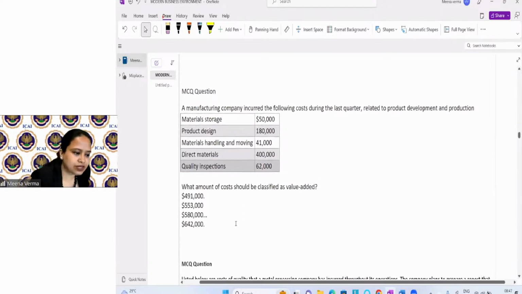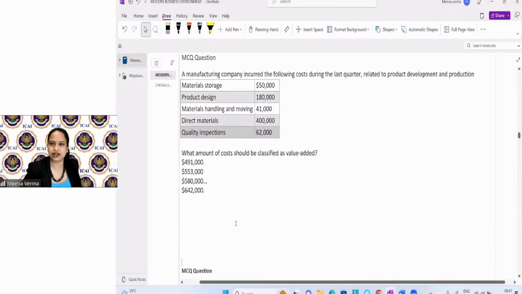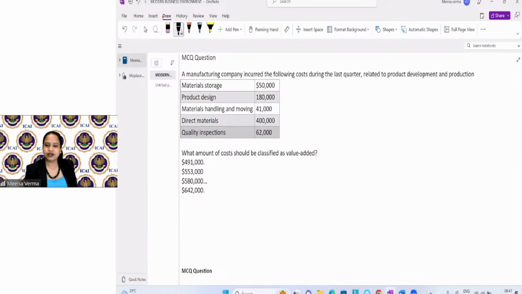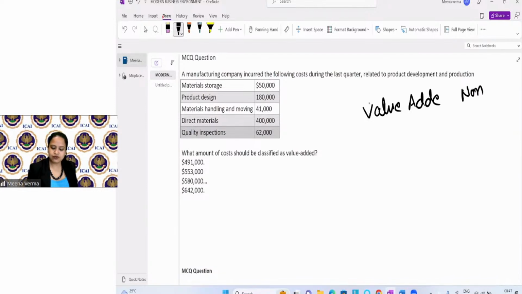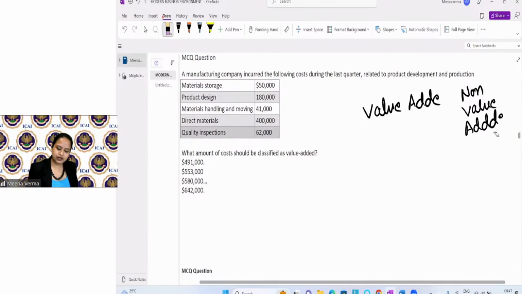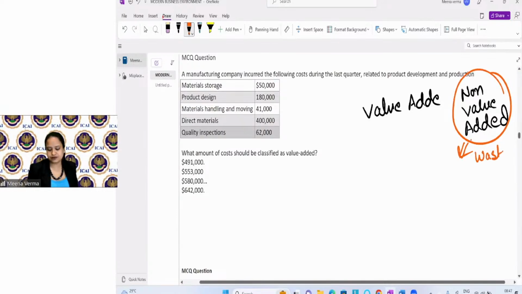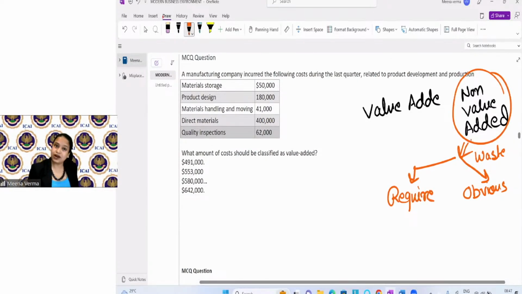So here we have learned that the organization can have value-added and non-value-added activities, right? We learned this in the last session. Now, what is non-value-added activity? Non-value-added activity means waste. Now, this waste is further classified into two forms. One is obvious waste. Obviously, it's a waste, right? And one is waste but required. There are some wastes which are required in the organization.